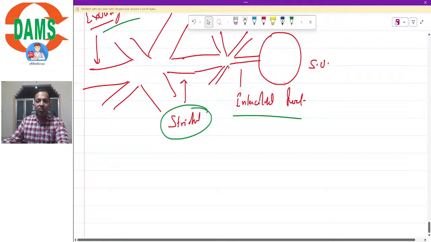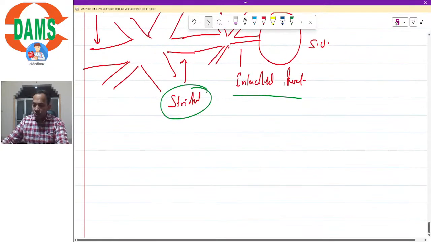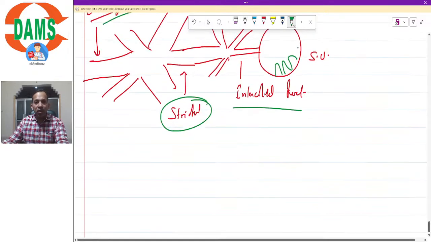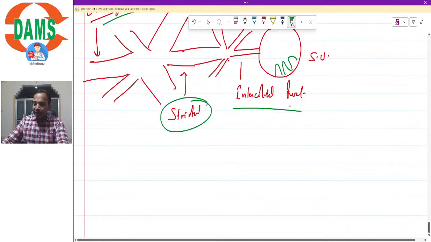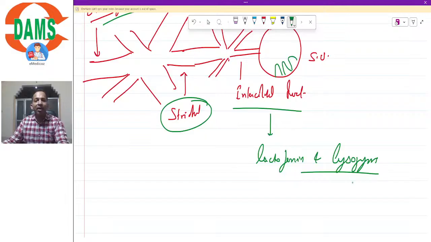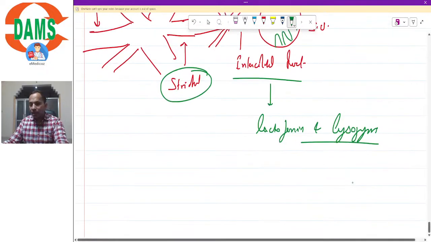So what are the roles of these ducts in salivary formation and secretion? As I told you, water and the solid components of saliva are synthesized by the cells present in the secretory units, isn't it? But the intercalated duct also has a role, isn't it? It secretes lactoferrin and lysozyme. So it secretes lysozyme and lactoferrin into the saliva.